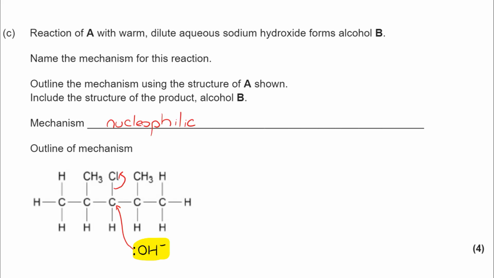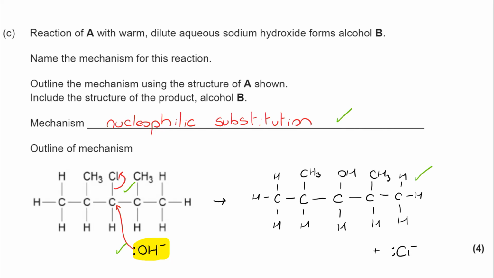And if I then consider what I'm actually doing here, my OH minus is taking the place of the Cl. It's replacing the Cl. You could say it's substituting the Cl. So it's nucleophilic substitution. And then finally, you need to draw the product. Now, it's nucleophilic substitution, so the OH replaces the Cl. Everything else is identical. And I've shown you where the 4 marks are there: 2 marks, 1 for each arrow, 1 for the name of the mechanism, and 1 for the final product.